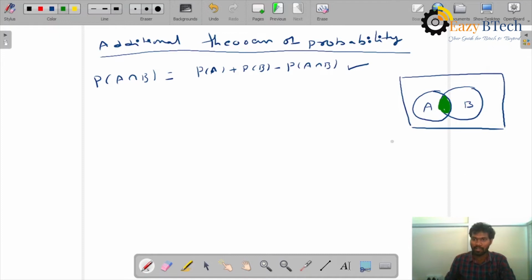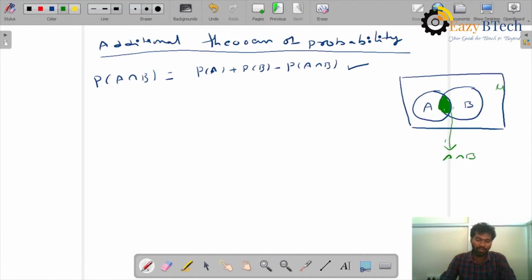This one is called A intersection B, and this one is called superset or universal set. So these you have to remember, you have to write. Now from here I can say that these two are common. Suppose A is an event, B is another event.